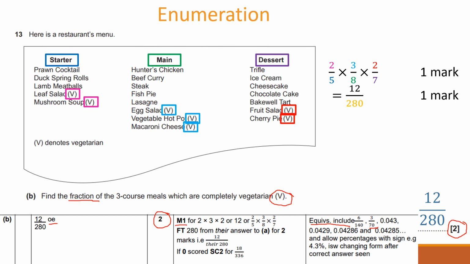M1 is a method mark, so you can see here the method we did here by multiplying these fractions together. If you just looked at the numerators or got 12, you've got a method mark for getting that. FT means follow through. So this is a follow through mark from the answer you got in part A. So the answer to part A was 280. So if you didn't get 280 in the first part and you used your answer of 280, so this word there means using your answer, then you can still get a mark.